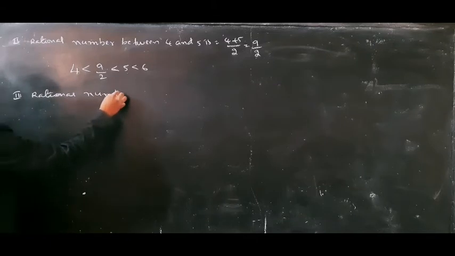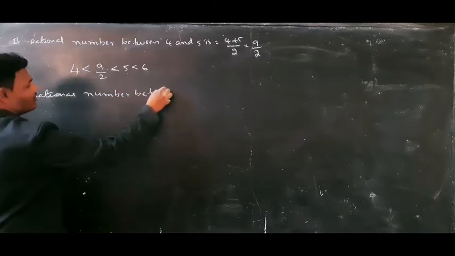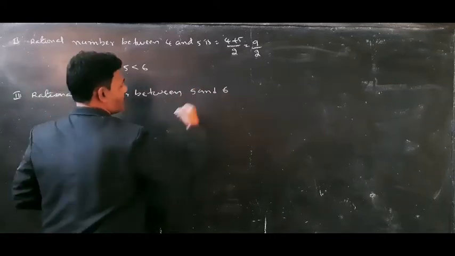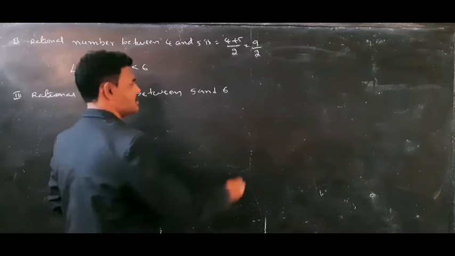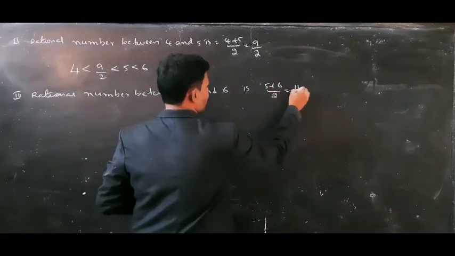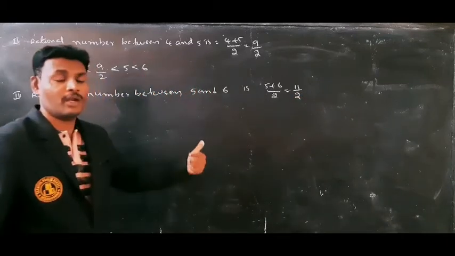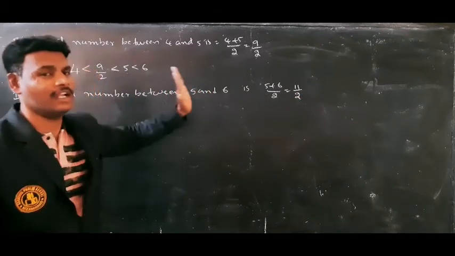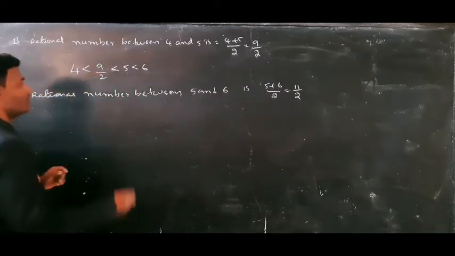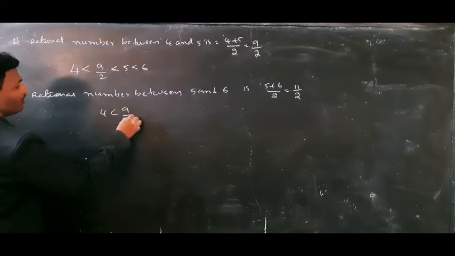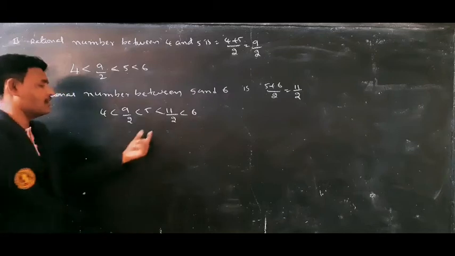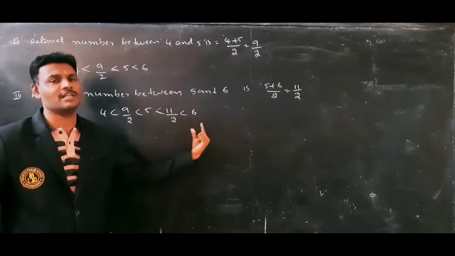A rational number between 5 and 6 is (5 plus 6) by 2, which is equal to 11 by 2. So 11 by 2 is a rational number between 5 and 6. So write that 11 by 2 between 5 and 6: 4, 9 by 2, 5, 11 by 2 and 6. So 11 by 2 is more than 5 and also less than 6.